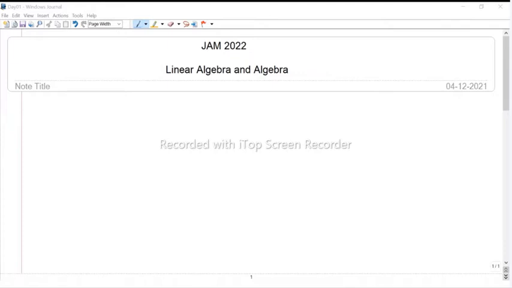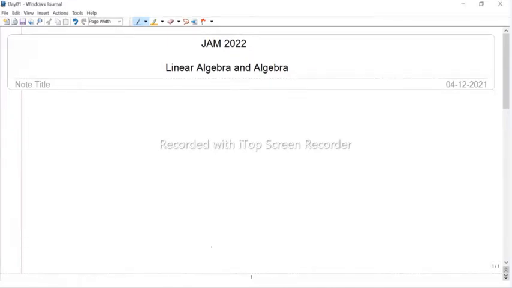So today we start with linear algebra and algebra. First we start with linear algebra. In that linear algebra, the first part is system of equations. There are some methods to solve a system of equations. So first of all, what is a system of equations?